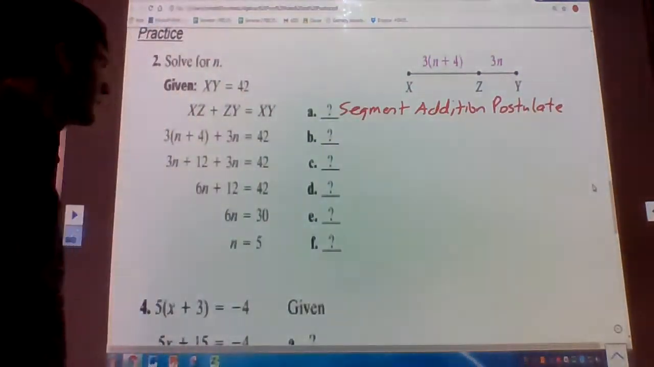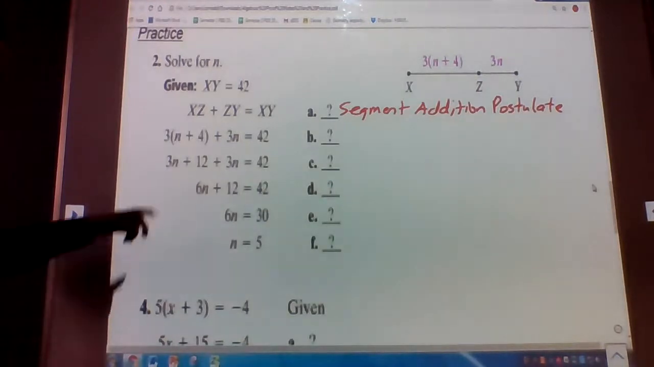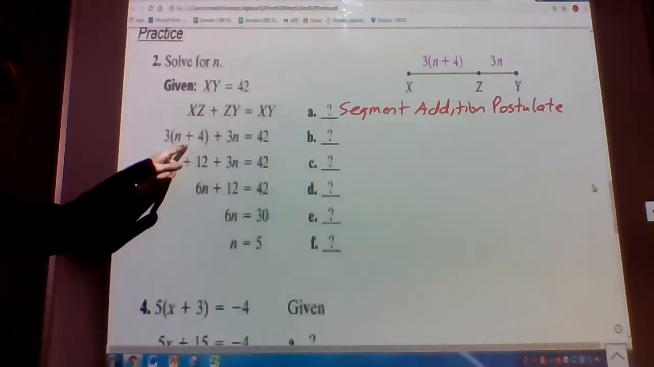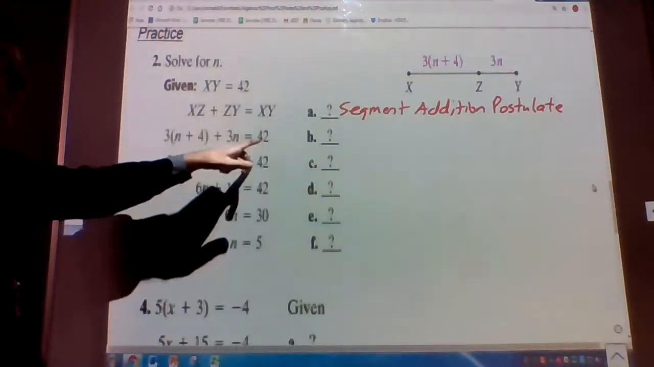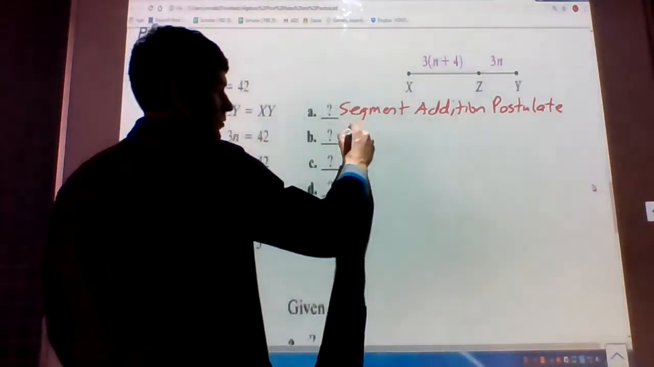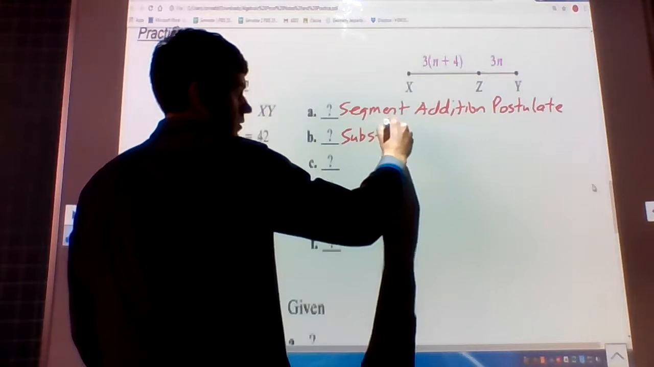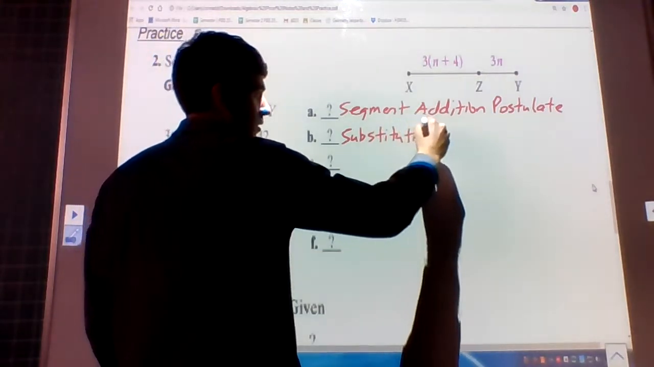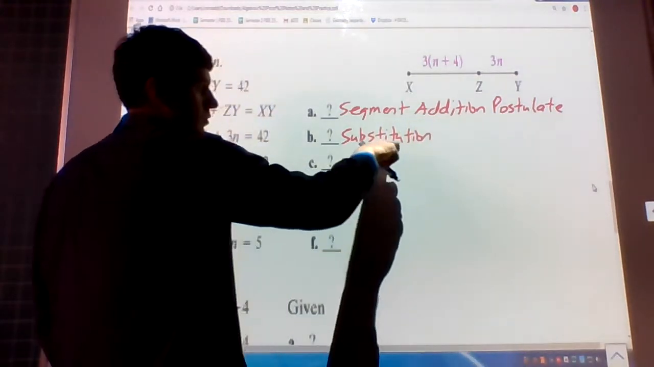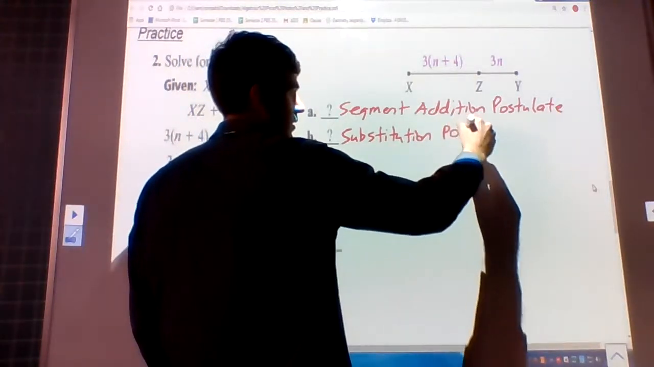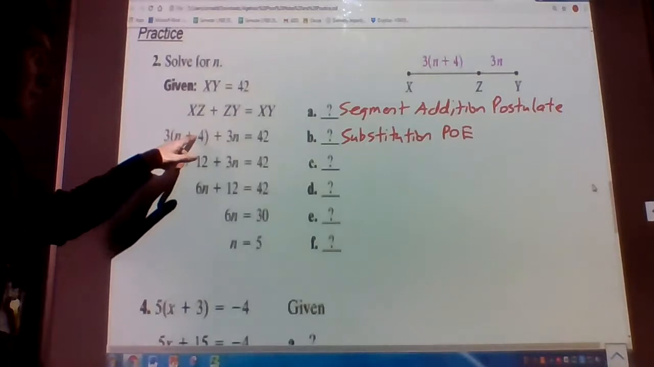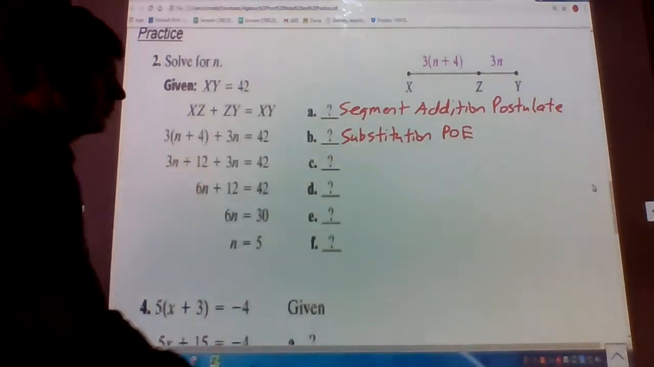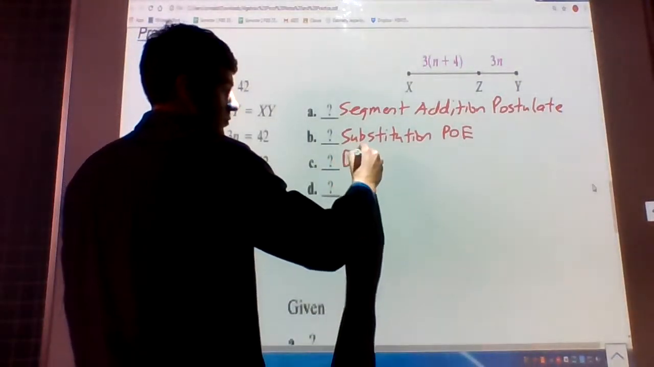Okay. And then they substituted in the values. They knew xz was 3 times quantity n plus 4. They knew zy was 3n. And they knew that xy was 42. So they did substitution property of equality. Okay. Then they distributed out 3 times n plus 4, so 3n plus 12. That's distributive property.